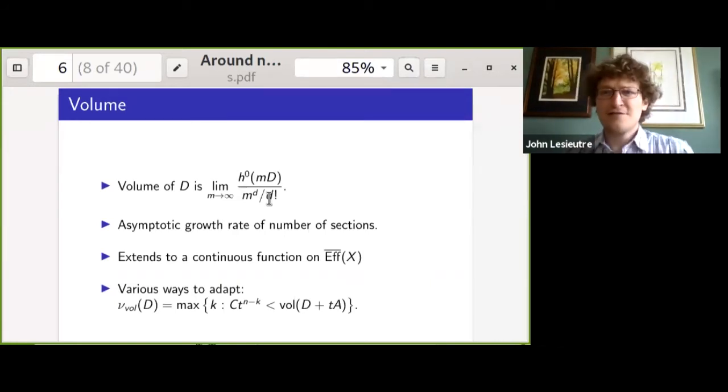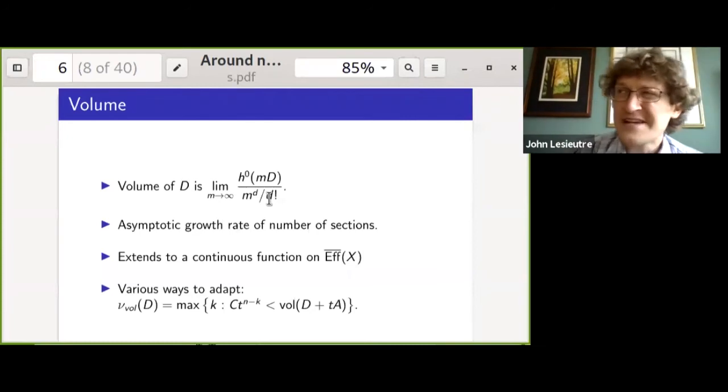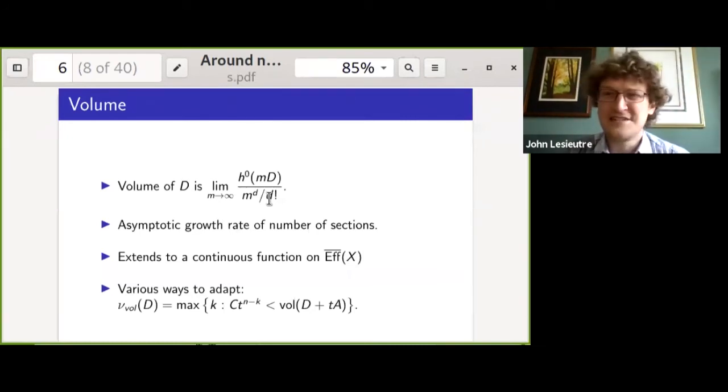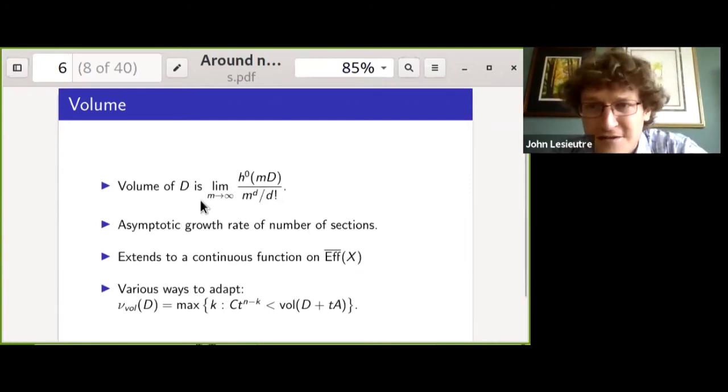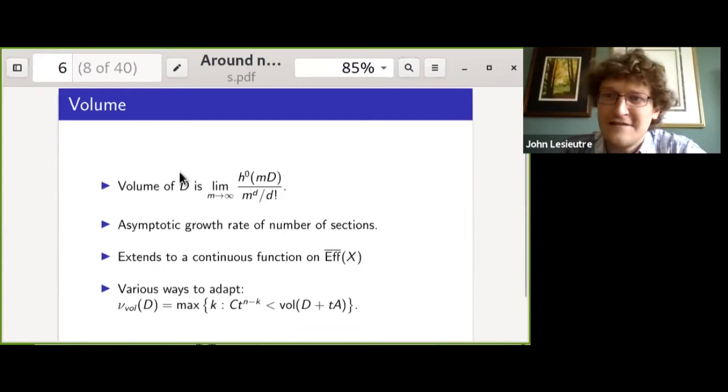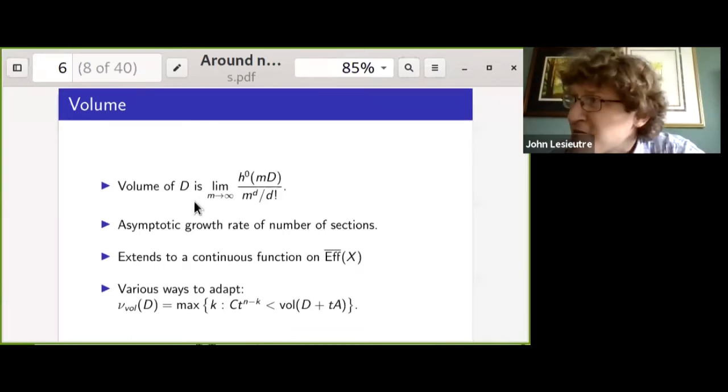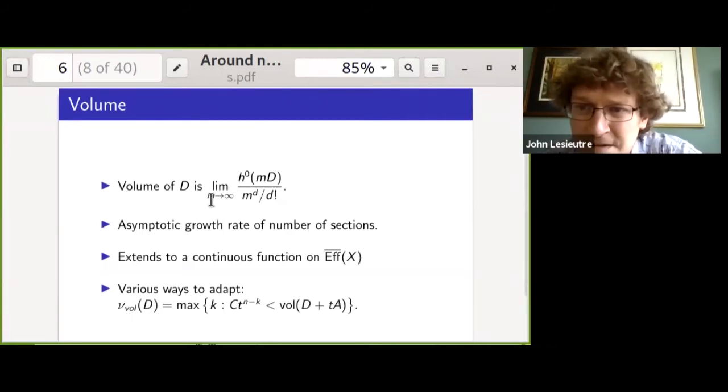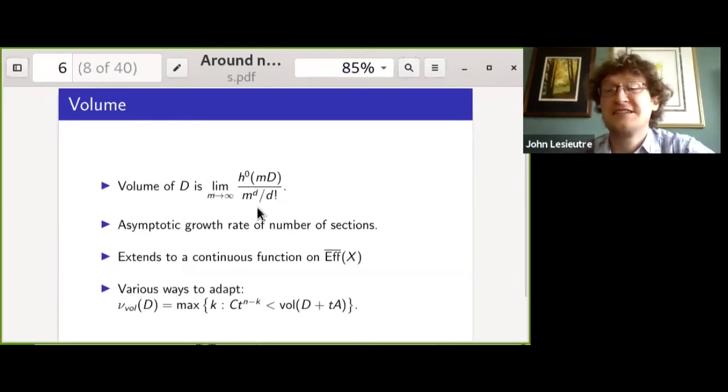So if volume is not familiar, you can just imagine this as not that different from h0. A good thing about volume is that it also makes sense for R divisors. As I've written it, this is only defined for integer divisor classes. For R divisor classes, it turns out that this extends to a continuous function, and so it still works for R divisors also.